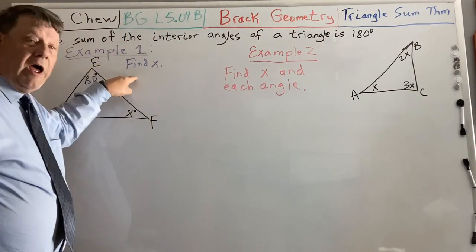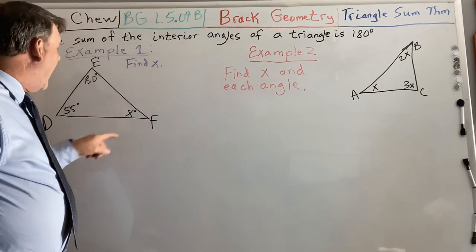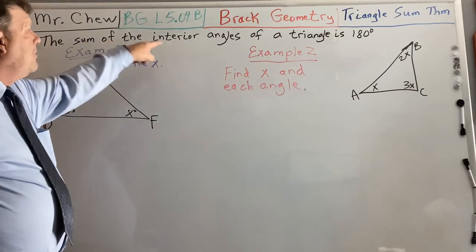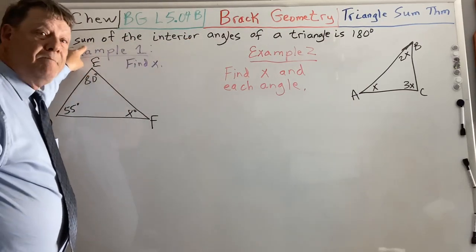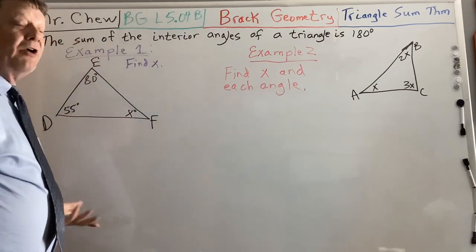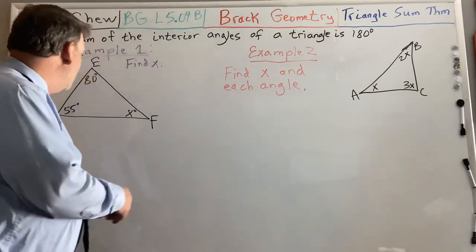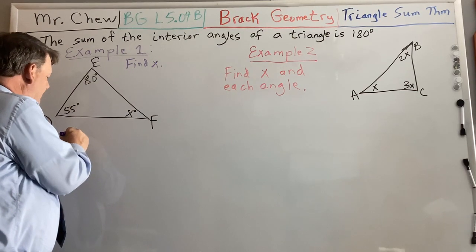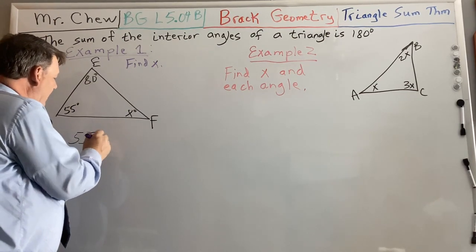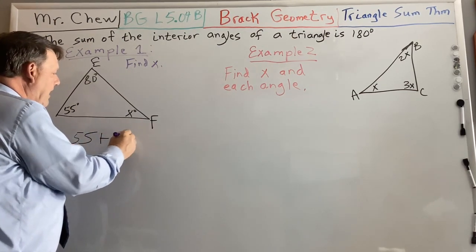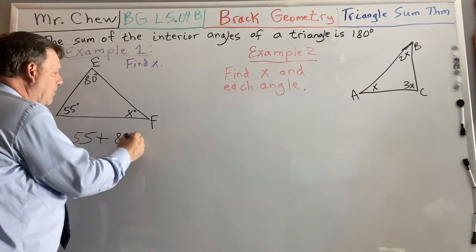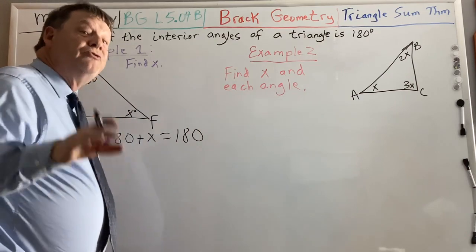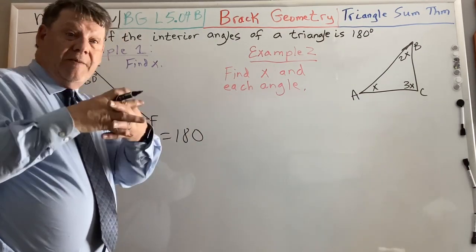So in example 1, it says find x. So if the sum of the interior angles is 180, what does sum mean? Sum means I'm going to add them up. So I just take all three of these angles and add them up. So 55 plus 80 plus x equals 180.